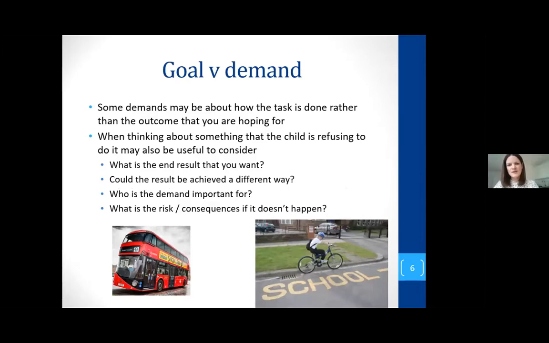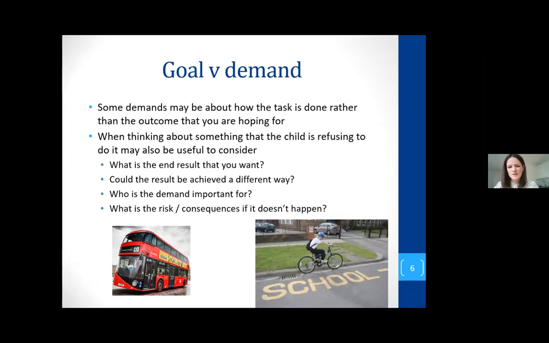So if we think of some demands, it may be about how the task is done rather than the outcome you're hoping for. So when we think about the child refusing to do something, what is it that we want them to do? And what's the end result of that? And could it be achieved a different way?